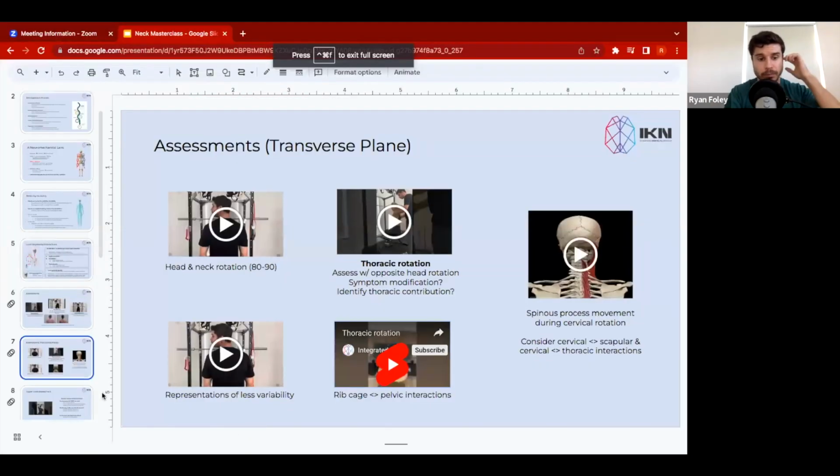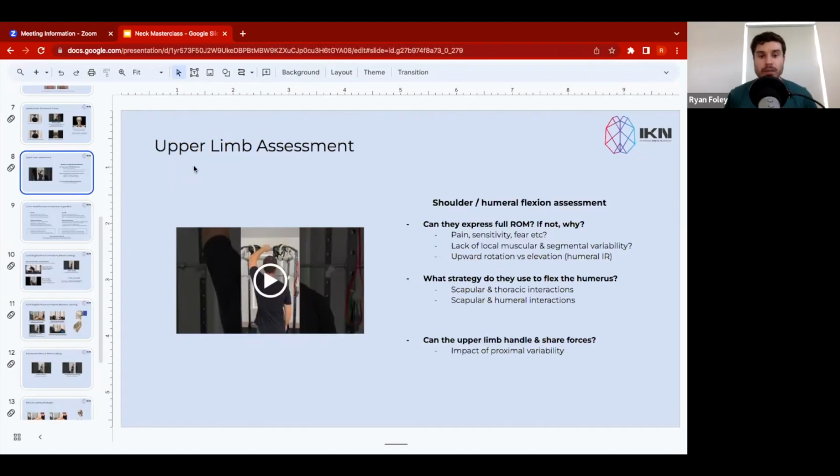Okay, so next we'll look through some upper limb assessments. Okay, so let's move into some upper limb assessments. Now we're going to look at the variability of the humerus and the scapula here through humeral flexion.